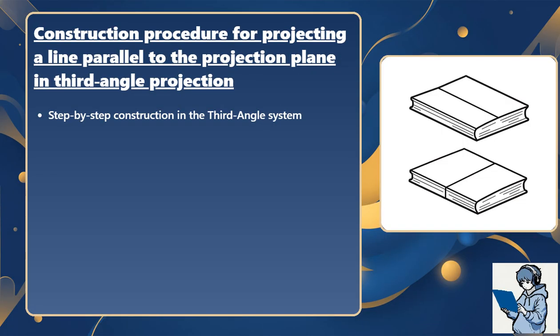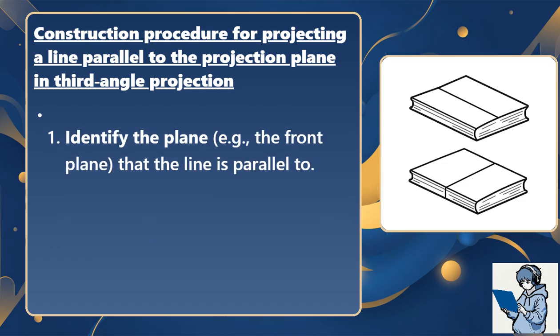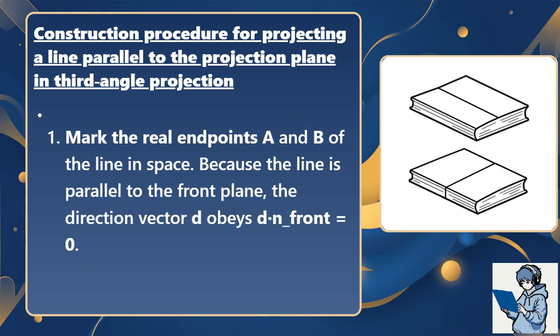Step-by-step construction in the third angle system. Set up the three principal planes in the third angle layout. Front plane in the center, top plane above it, and side plane to the left of the front plane. Identify the plane, for example the front plane, that the line is parallel to. Mark the real endpoints A and B of the line in space. Because the line is parallel to the front plane, the direction vector D obeys D dot n front equals 0.